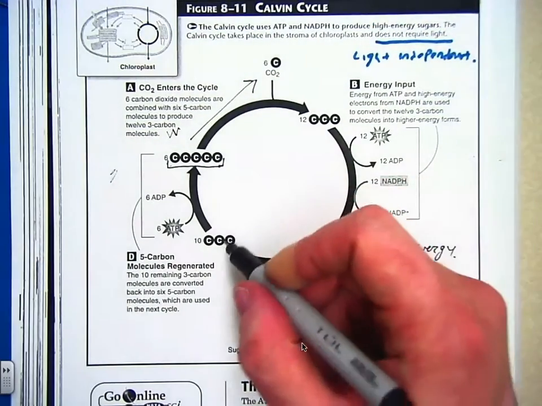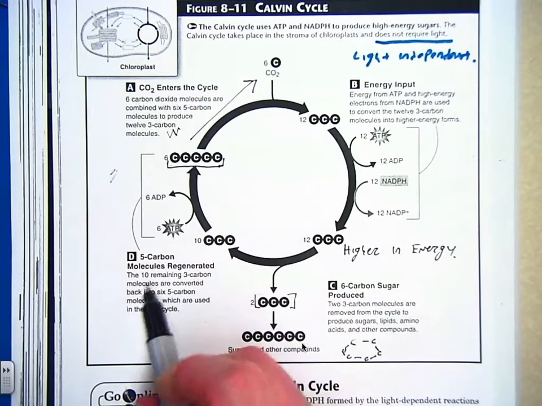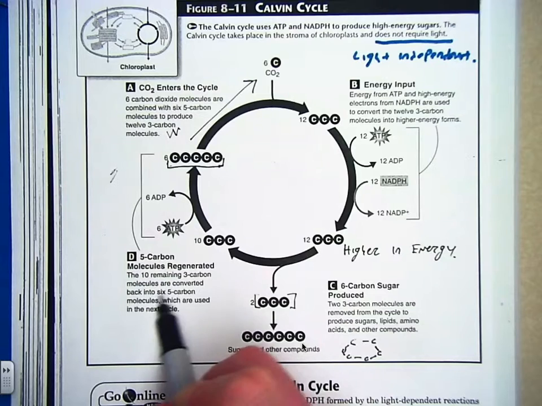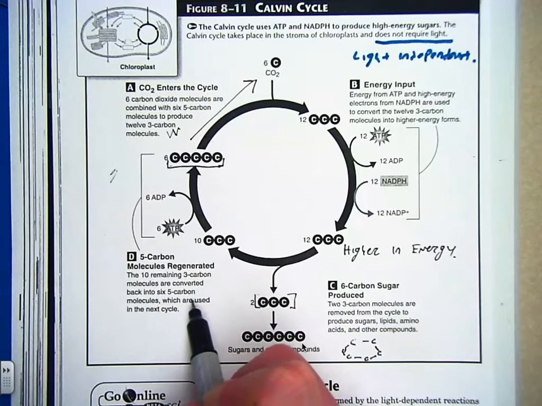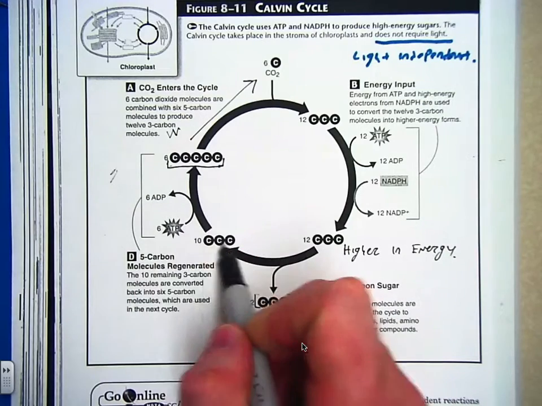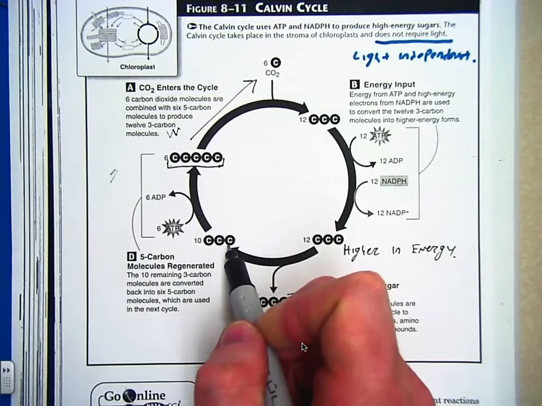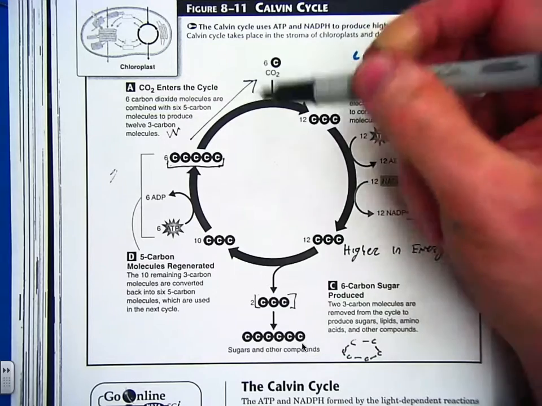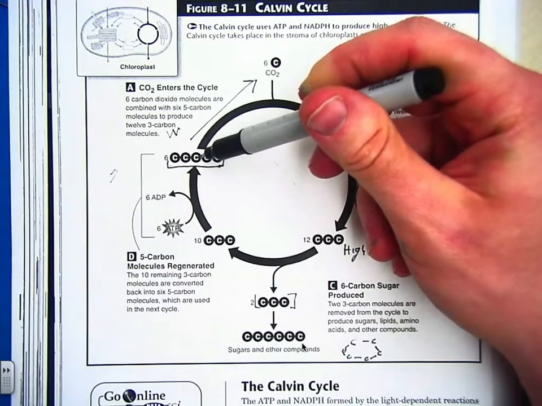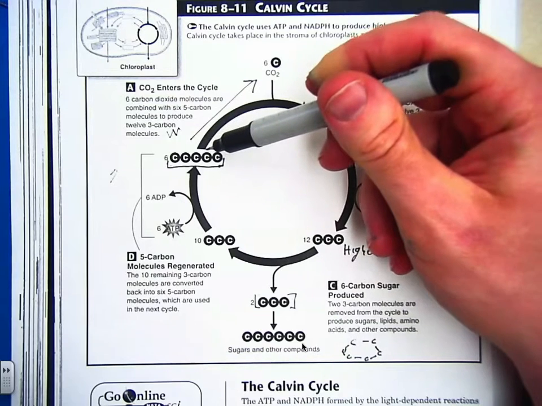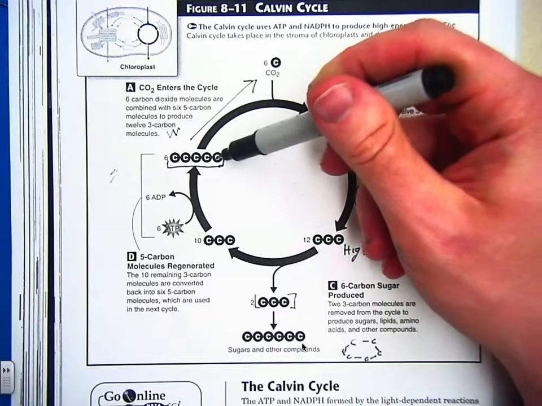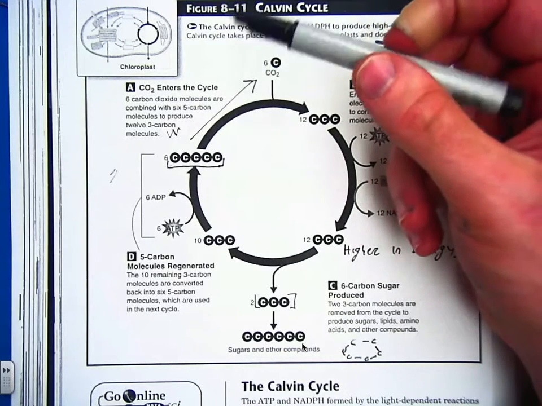triple carbon molecules left. Step 5, the 10 remaining 3-carbon molecules are converted back into 6-carbon molecules, which are used in the next cycle. All right, so ATP comes into play. It combines the 10 3-carbon molecules into 6 carbon molecules. Sorry, into 6, 1, 2, 3, 4, 5 carbon molecules.